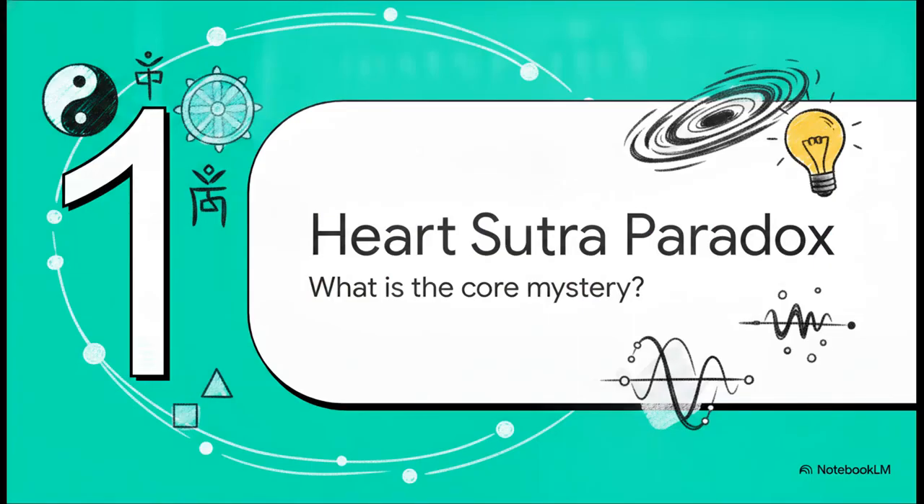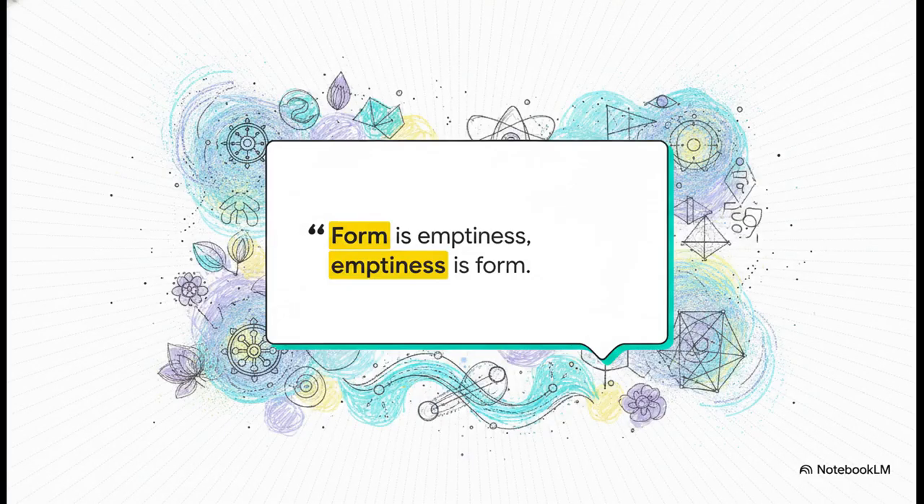All right, Section 1, the Heart Sūtra paradox. Let's jump right into the core mystery we're trying to unravel today. Form is emptiness. Emptiness is form. Now, if you're familiar with Mahayana Buddhism, you definitely know this line. It's the central thesis of the Heart Sūtra. Millions of people have chanted this for thousands of years. For the longest time, it's just been treated as this beautiful, maybe slightly confusing philosophical paradox, right? A meditation on how reality is fundamentally ungraspable.